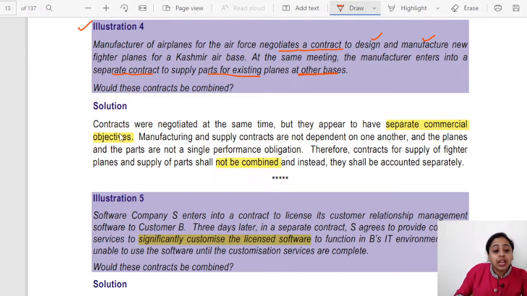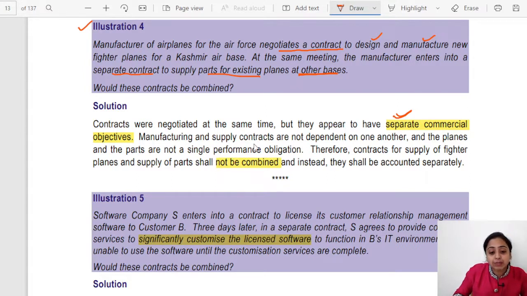See, the contracts were negotiated at the same time, but they appear to have separate commercial objectives. What does this mean? This means that the risk and reward are separate. They are not negotiated as a single package. Instead, they are negotiated separately. The risk, reward, benefits, and whatever the performance obligations are separate. Okay, that's why there is a separate commercial objective.